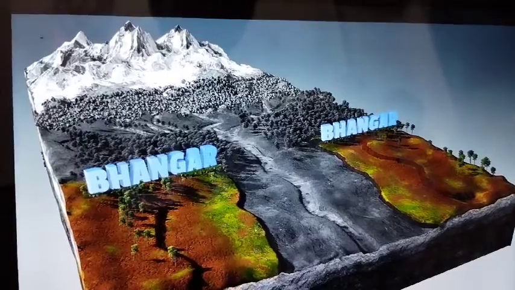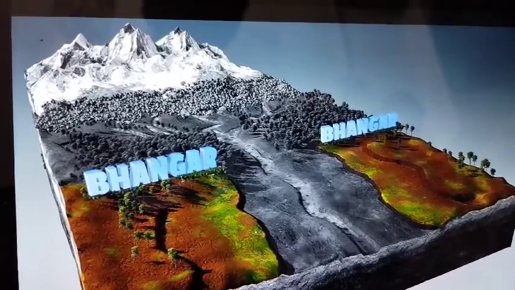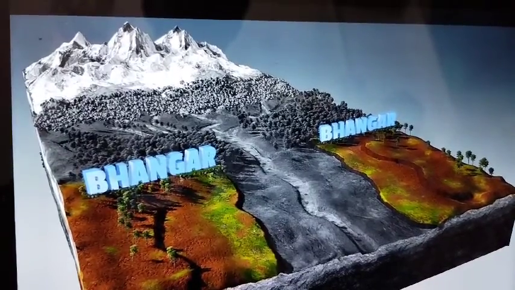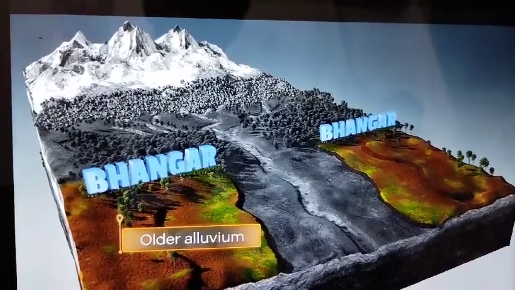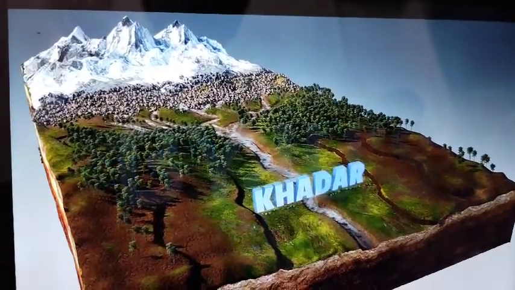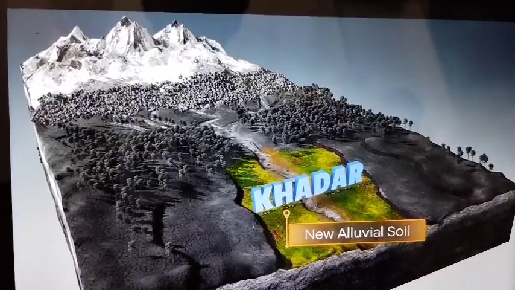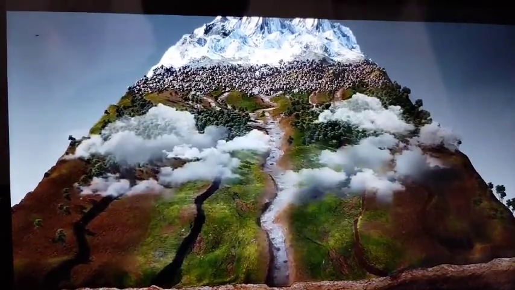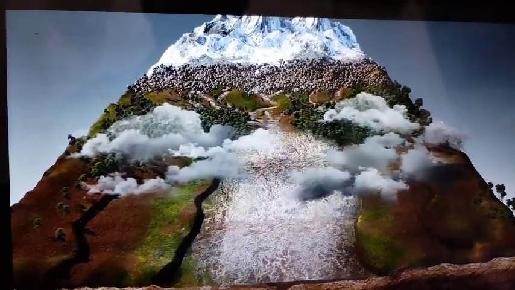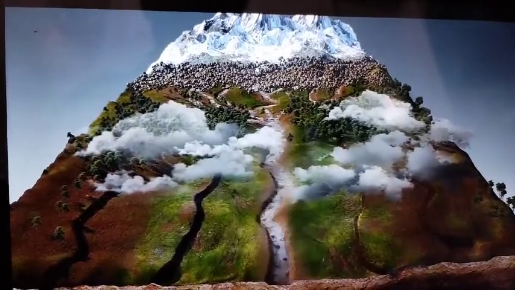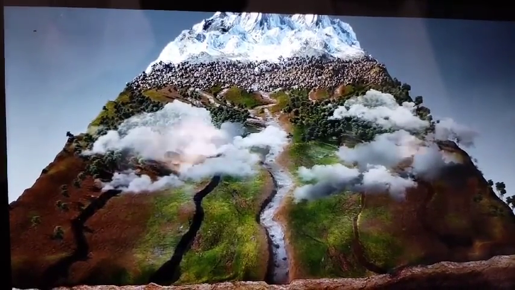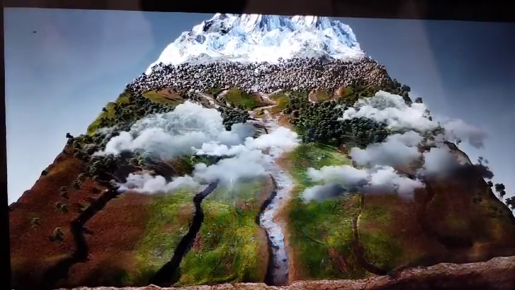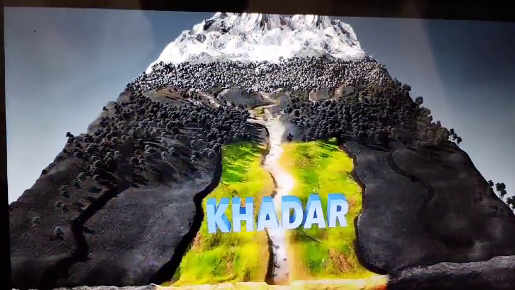Because all these events occurred in the past, the alluvial composition of this region is also old. That is why the soil found here is called older alluvium. Then there is the Khadar region with new alluvial soil which gets renewed every year. How? Well, during the rainy seasons, the lowlands of the river valleys get flooded. As the river recedes, some areas are left with new alluvial deposits every year. And this region of new alluvial deposits is called the Khadar region.